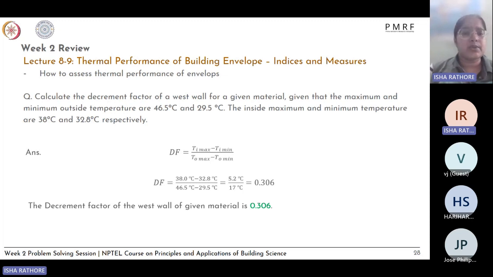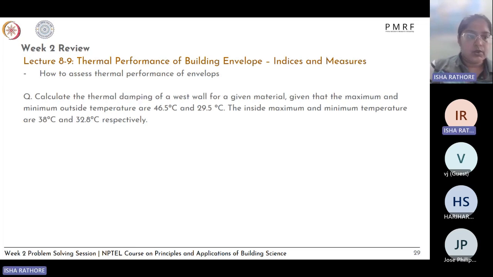So the wall given to us was a west wall. So the decrement factor for the given wall of the given material is 0.306. That's our answer. So it's a direct application of the formulas. Again, decrement factor is directly proportional to the difference in inside surface temperatures and inversely proportional to the difference in outside temperatures. So if the temperature range of outside temperature is higher, your decrement factor is going to be lower.